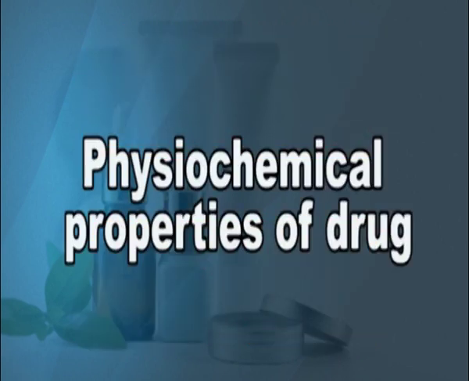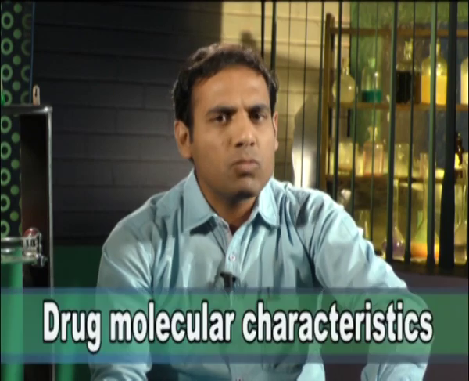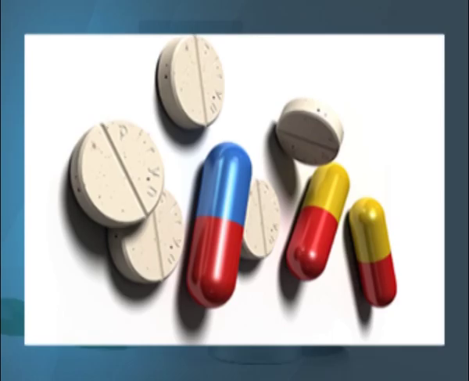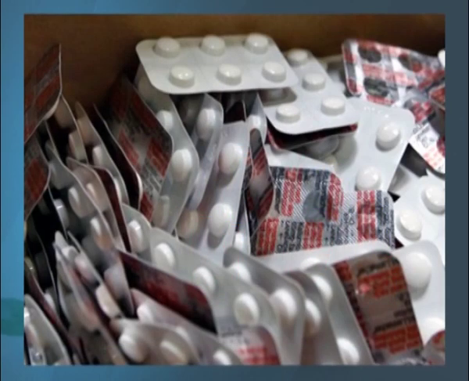Second major factor is physicochemical properties of the drug. How do drug properties affect it? First one is drug molecular characteristics. Size of drug candidates has an inverse relation with the penetration through the skin. It means the greater the molecular weight, the smaller will be the absorption. Drug candidates larger than 500 Dalton are impermeable through the skin.